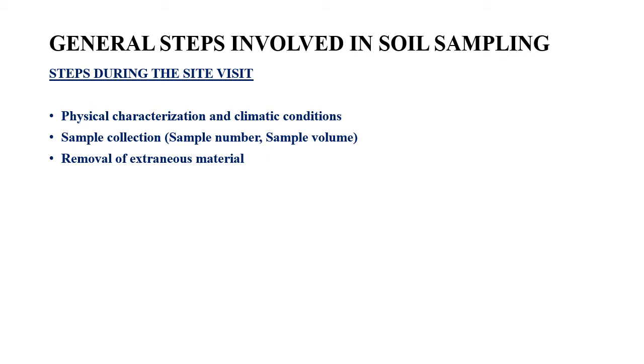First is physical characterization and climatic conditions. Physical characterization is related to the soil present in the site. It should be tested for basic physical properties like its grain size, its color, its gradation, and whether the soil is firm, loose, or soft. All these basic soil tests can be done to have a good idea about the soil.